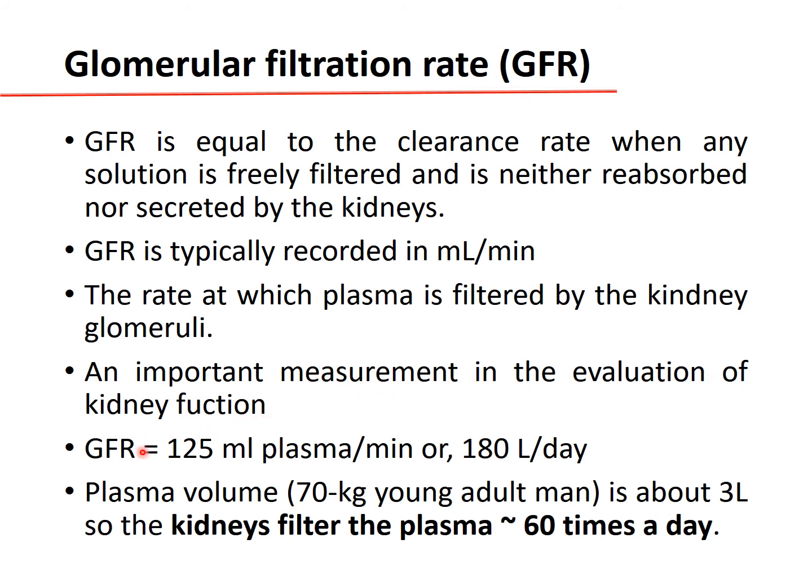As I mentioned before, the normal value is around 125 milliliters of plasma per minute or 180 liters per day. The plasma volume in a 70 kilogram young adult is about 3 liters. So the kidney filters the plasma about 60 times a day.